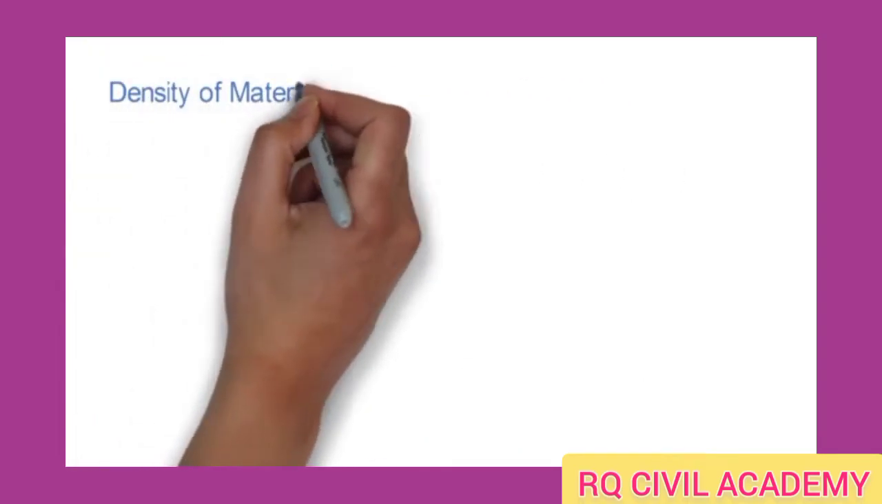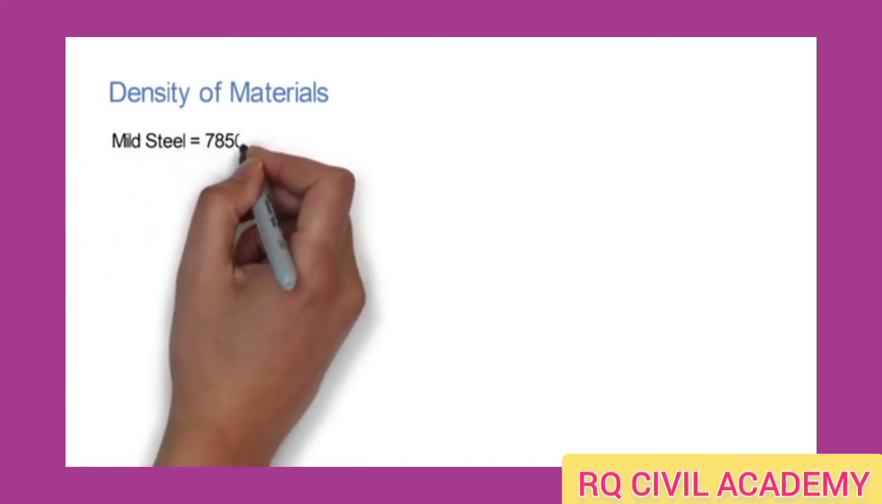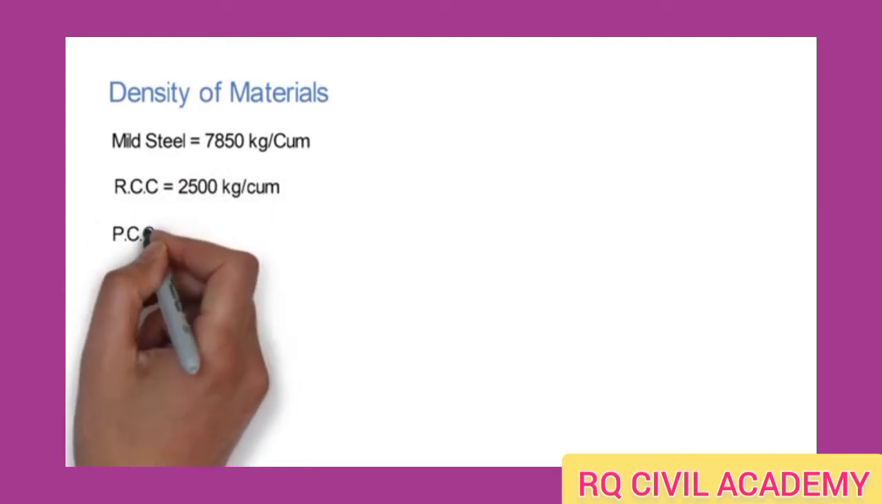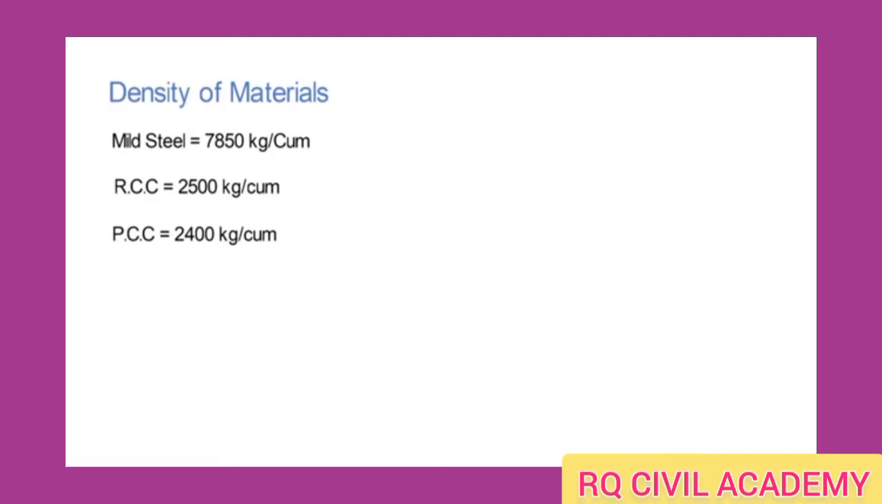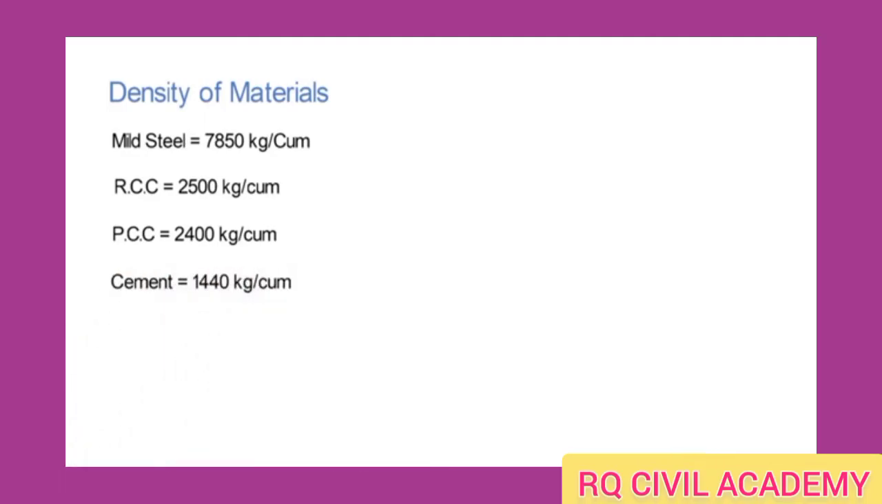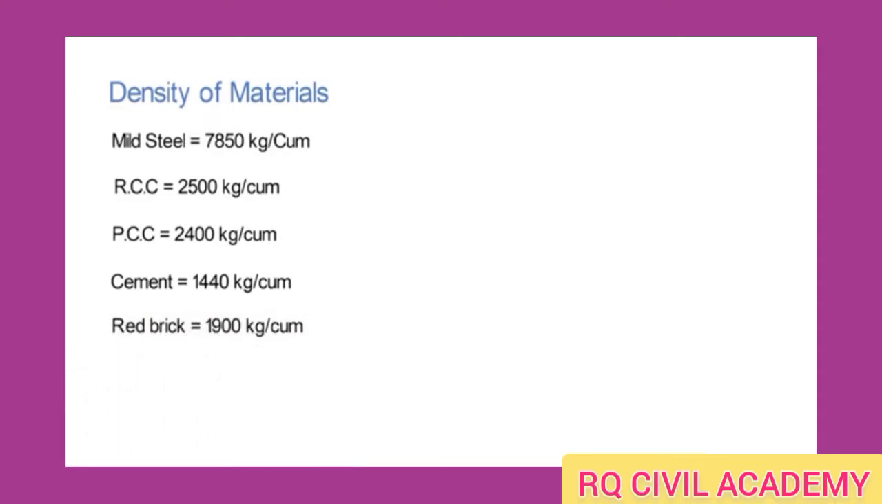Important density of materials to keep in mind. Mild steel 7850 kg per m cube, RCC 2500 kg per m cube, PCC 2400 kg per m cube, cement 1440 kg per m cube, red brick 1900 kg per m cube, water 1000 kg per m cube.